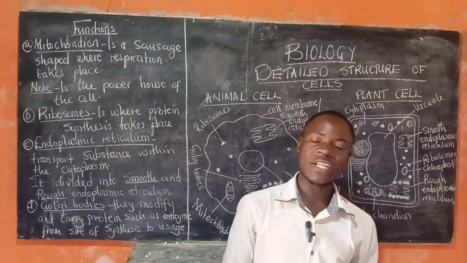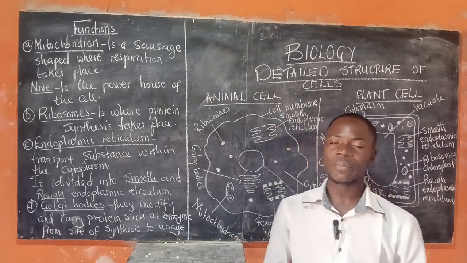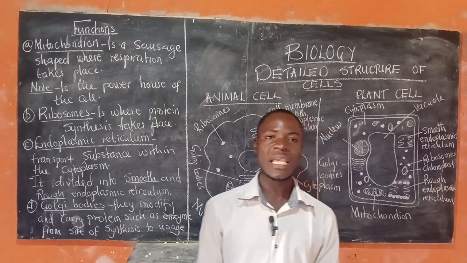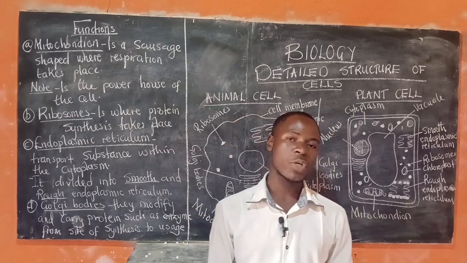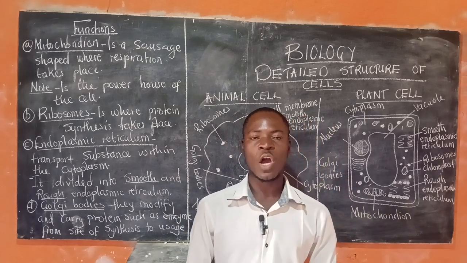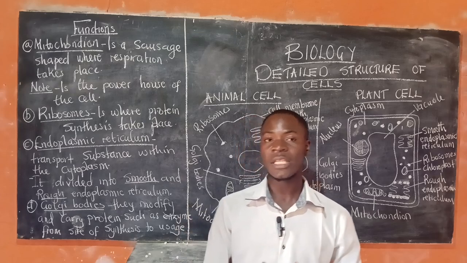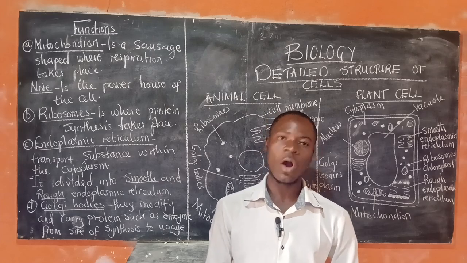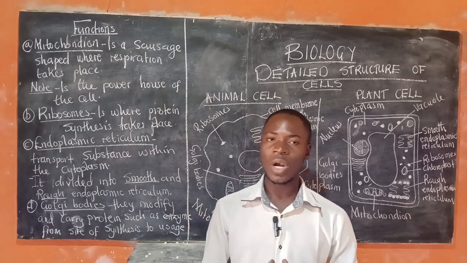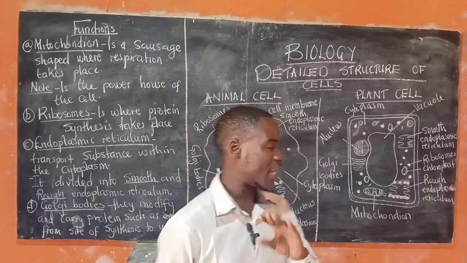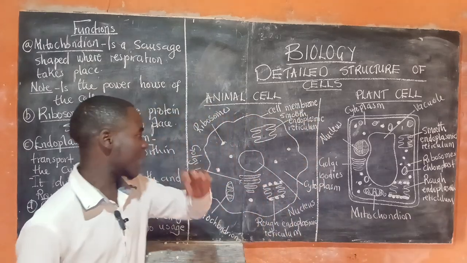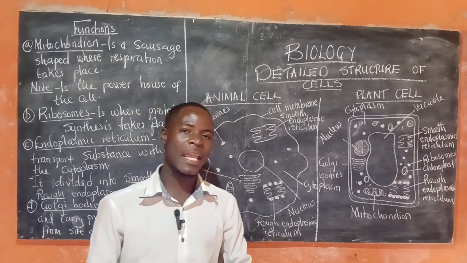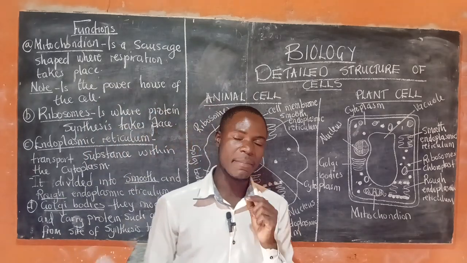Today, let us concentrate on the detailed structure of both the plant cell and also the animal cell. To understand it very well, you can follow up my previous video, where I talk about the structures showing the plant cell and the animal cell that are not well detailed. With the detailed structure now, they have these parts, and some of the parts qualify to be zoomed out with the microscope.